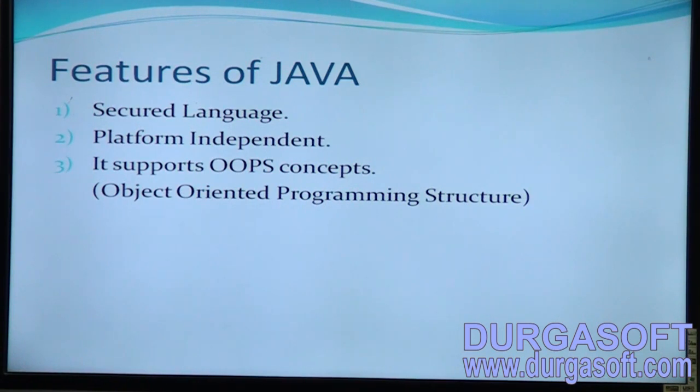Then the very next feature is that it supports OOPS concepts. OOPS stands for object oriented programming structure. So we are going to look into these OOPS concepts as well, team. These are the basic features of Java. Coming to OOPS, we do have encapsulation, abstraction, polymorphism, inheritance, and all this. I'll let you know going forward, team.